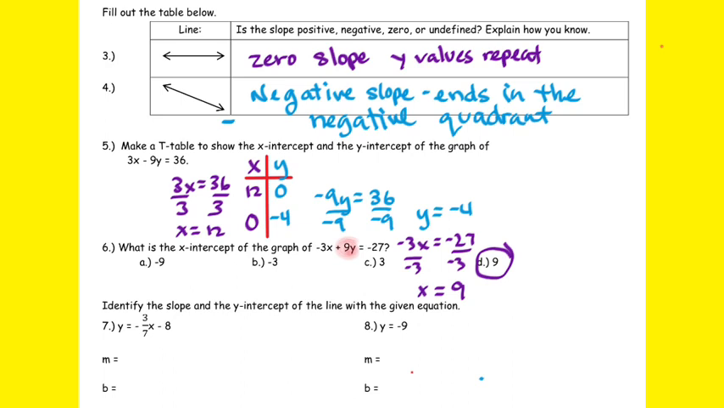On numbers 7 and 8, it asks to identify the slope and the y-intercept in the given equation. The slope is the number in front of the x. It does not include the x, so it's negative 3/7 for the m, and b, the y-intercept, is negative 8. On number 8, we see it's another 0 slope because all the values are negative 9 for the y.